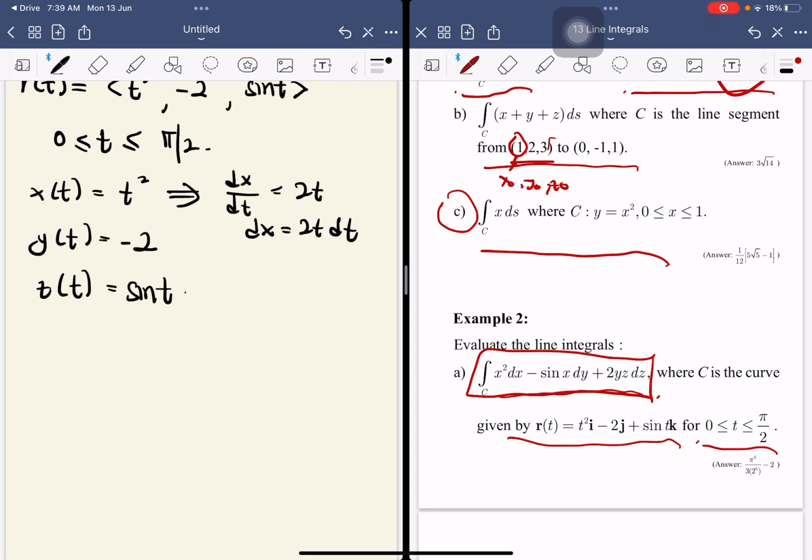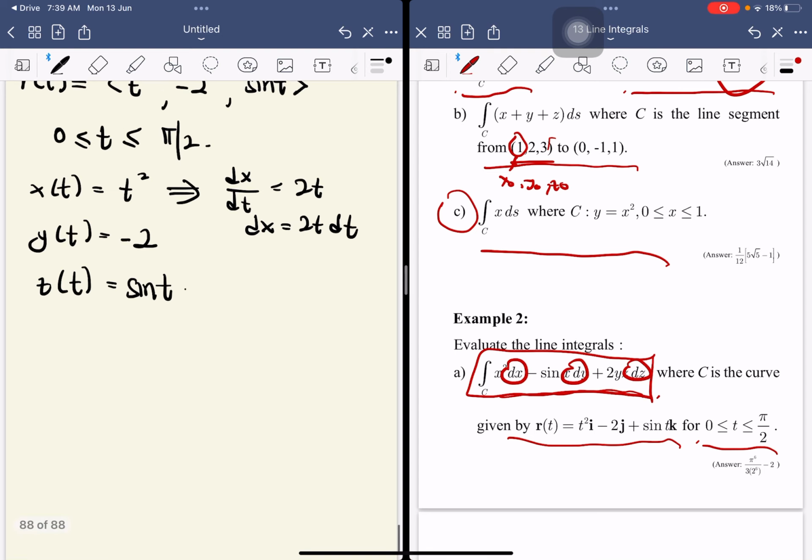In the original question, we have dx, dy, and dz, so we are going to replace dx, dy, and dz using these. Previously they gave you ds, so you had to transform that, but in this case they give you dx, dy, and dz, so you must transform it to be in this way.